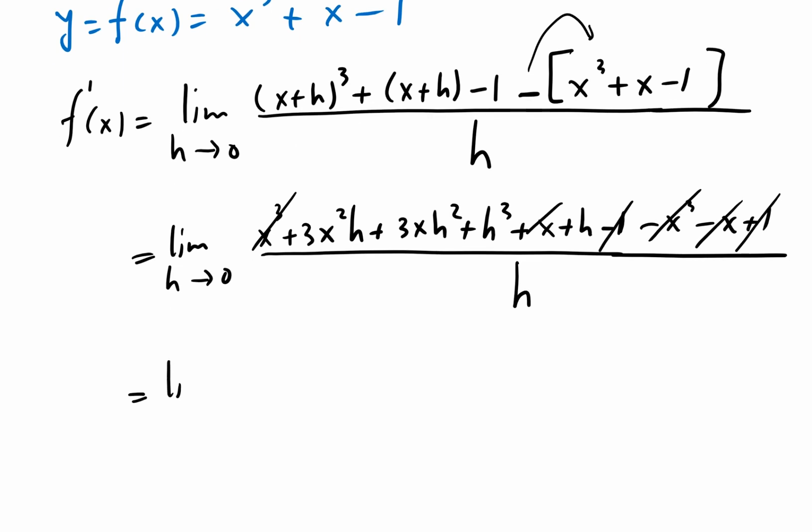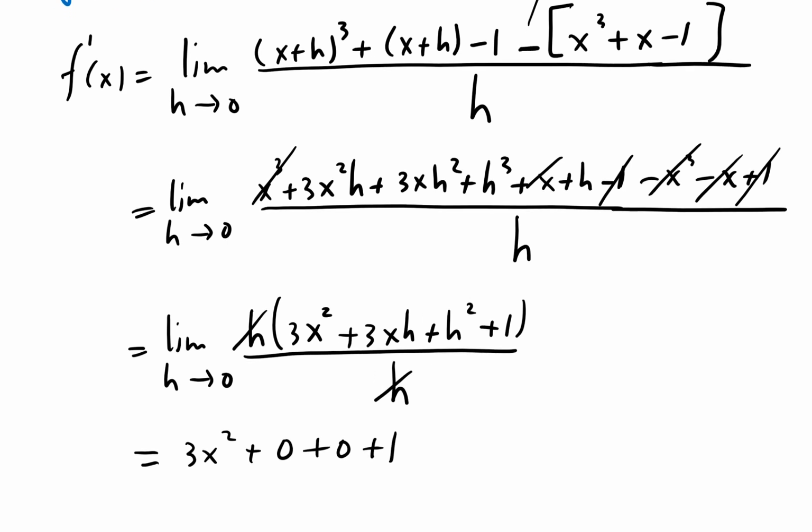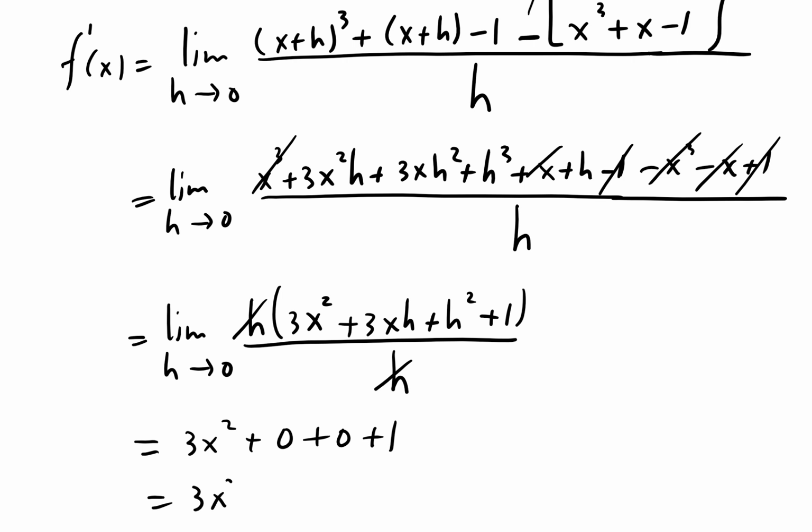So you get the limit as h goes to 0. On the top you can factor an h out. You get 3x squared plus 3xh plus h squared plus 1, all over h. These cancel. If you pass the limit inside, you get 3x squared plus 0 plus 0 plus 1. So the answer is 3x squared plus 1. That's the derivative for that function. That's f prime of x. Any questions about this?